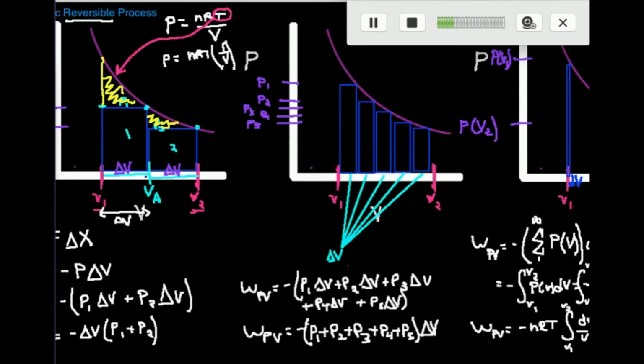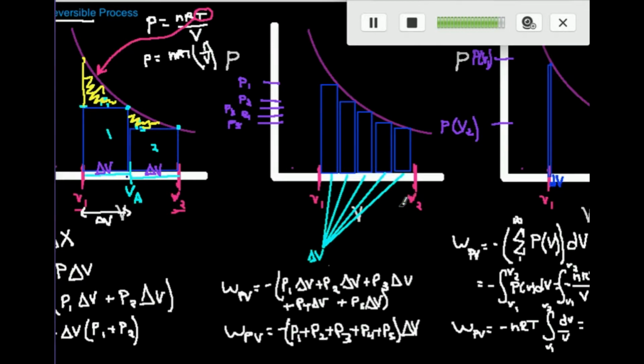In this case, we're going from V1 to V2 as well, but notice in this case, I have 5 rectangles, and I'm still going to call these intervals right here. This is delta V, that's delta V, delta V, delta V, delta V, such that each of those delta V's is 1/5 of the total distance between V1 and V2.